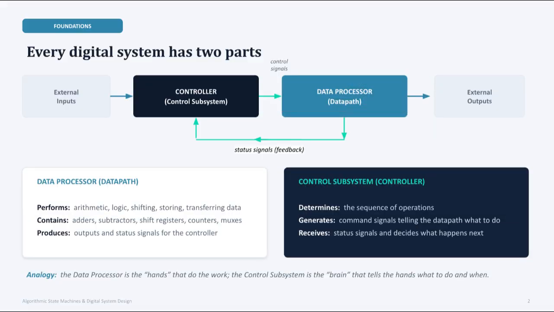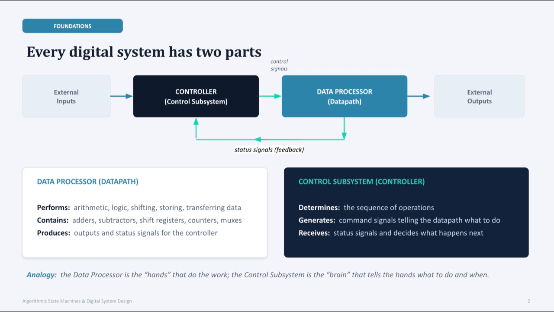Every digital system splits cleanly into a data processor, or datapath, and a control subsystem, or controller. The datapath performs the actual work, arithmetic, logic, shifting, storing, and transferring data, using adders, subtractors, shift registers, counters, and multiplexers. It produces the system's outputs, and just as importantly, it produces status signals that report its internal condition back to the controller. The controller determines the sequence of operations.